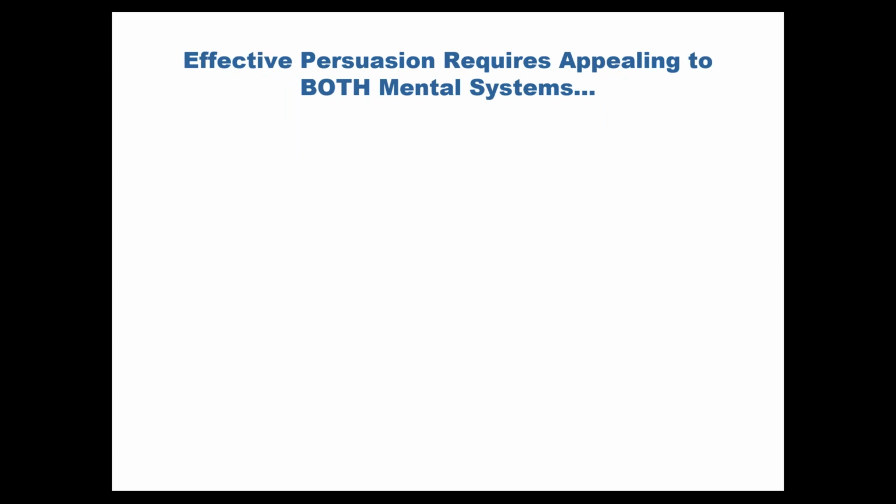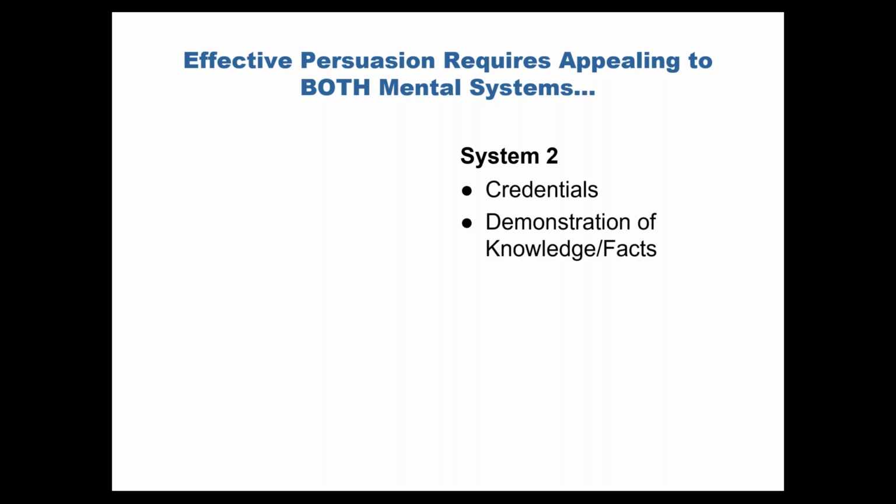So effective persuasion, even technical persuasion, requires appealing to both systems. You have the system 2 work you need to do. You need to establish your credentials as a physicist. You need to demonstrate the facts and knowledge of what you're doing, and you need to present a firm argument with logic and data and information, right?